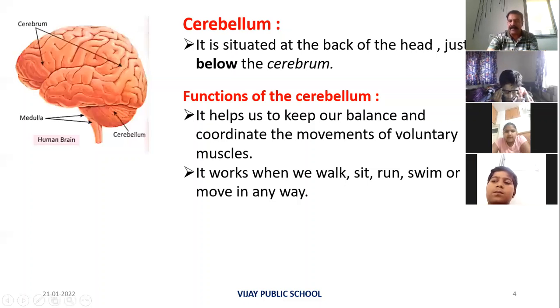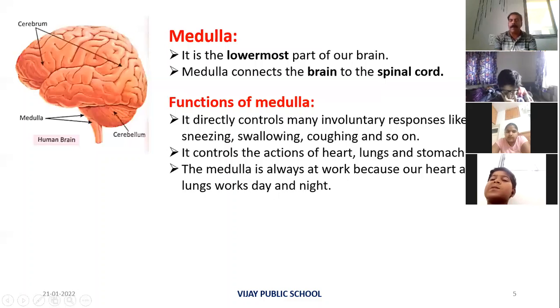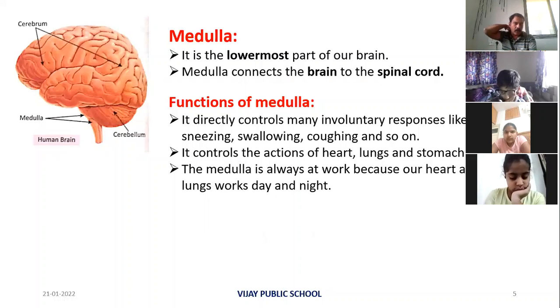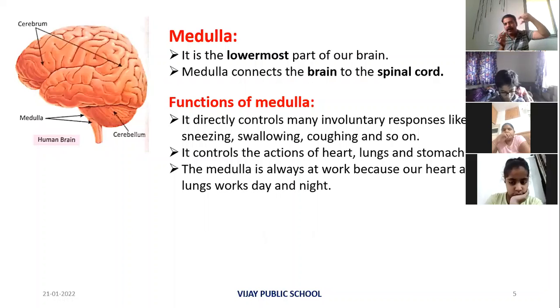So that is the function of the cerebellum. Now we go to the next important part of the human brain, that is the medulla. The medulla is the lowermost part of the brain. It is also known as medulla oblongata. Here in standard 5, only the word medulla is given. The medulla connects the brain with the spinal cord. Our spinal cord and brain are connected by the medulla. So the medulla is a bridge between brain and spinal cord.